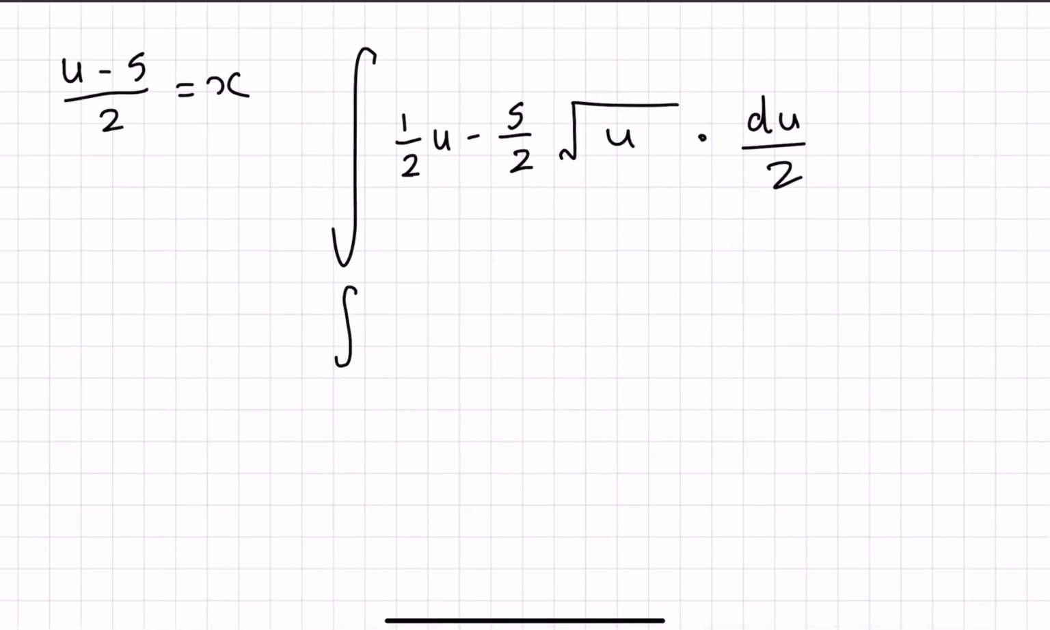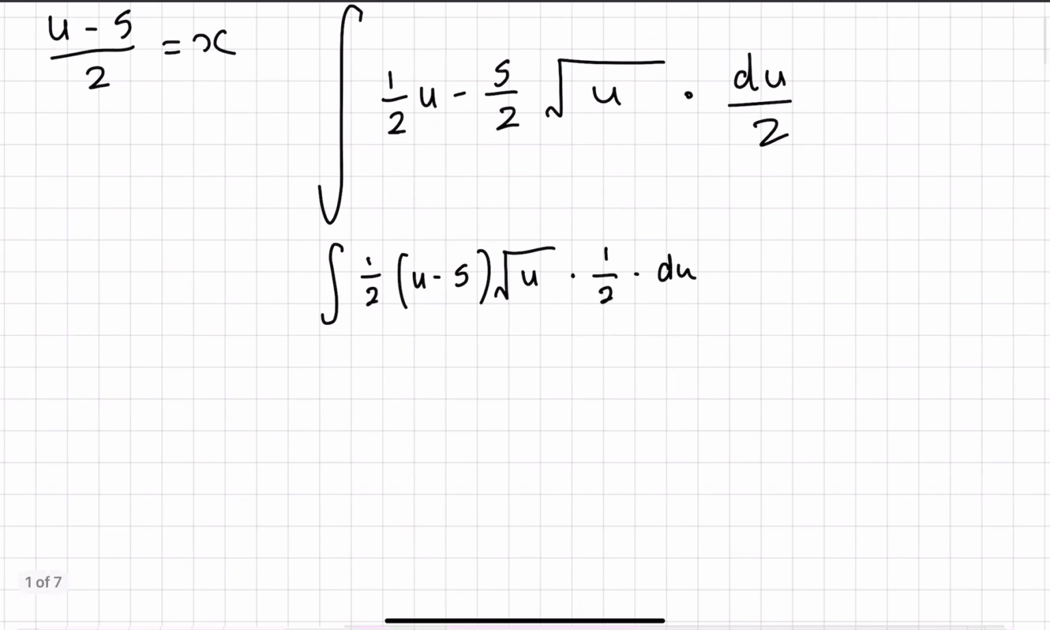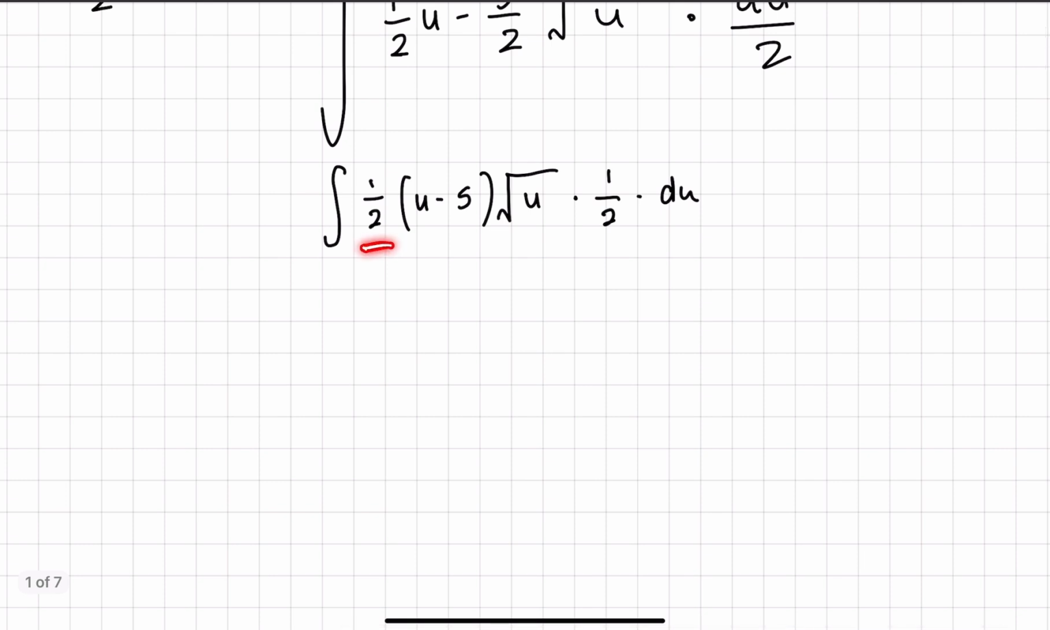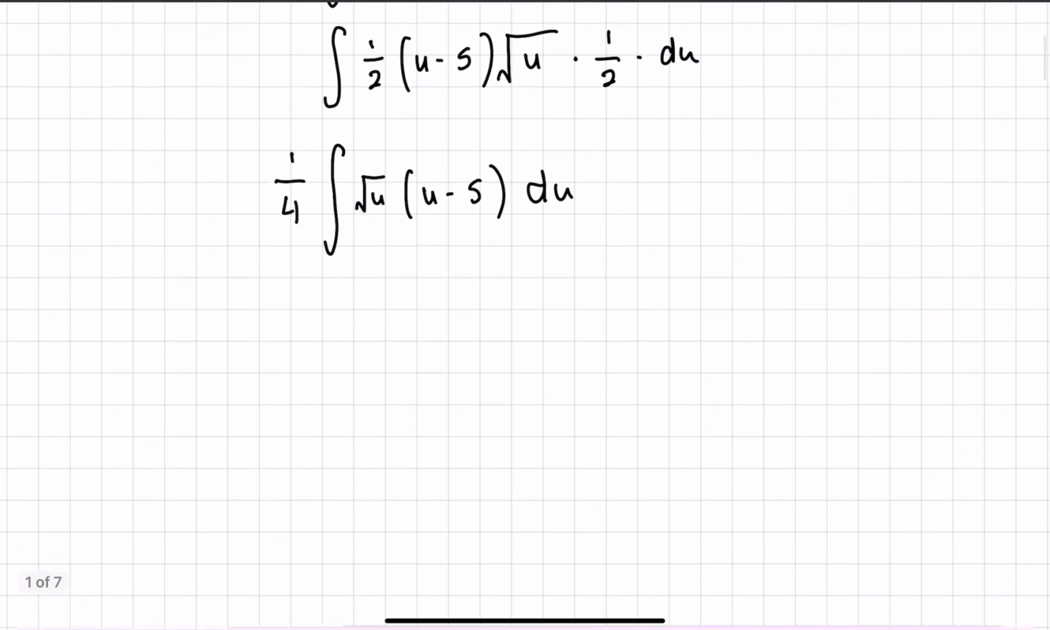I'm going to do the integral. I'm going to do a half times (U minus 5) multiplied by the square root of U times a half times du. So we can see how the halves are going to group up to be a quarter, and we can pull that outside. So we've got a quarter integral. We've now got the square root of U times (U minus 5) du. That's a lot cleaner now.